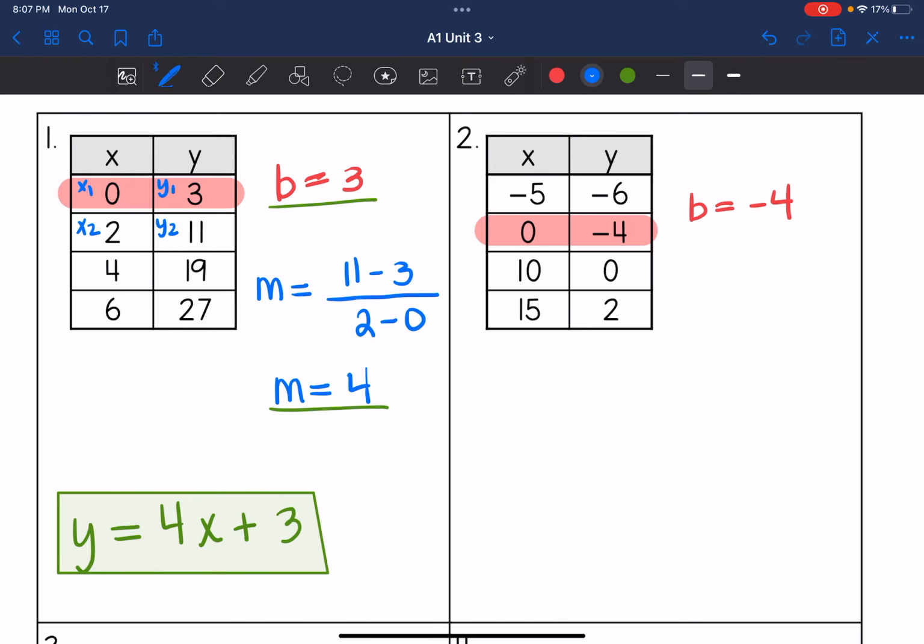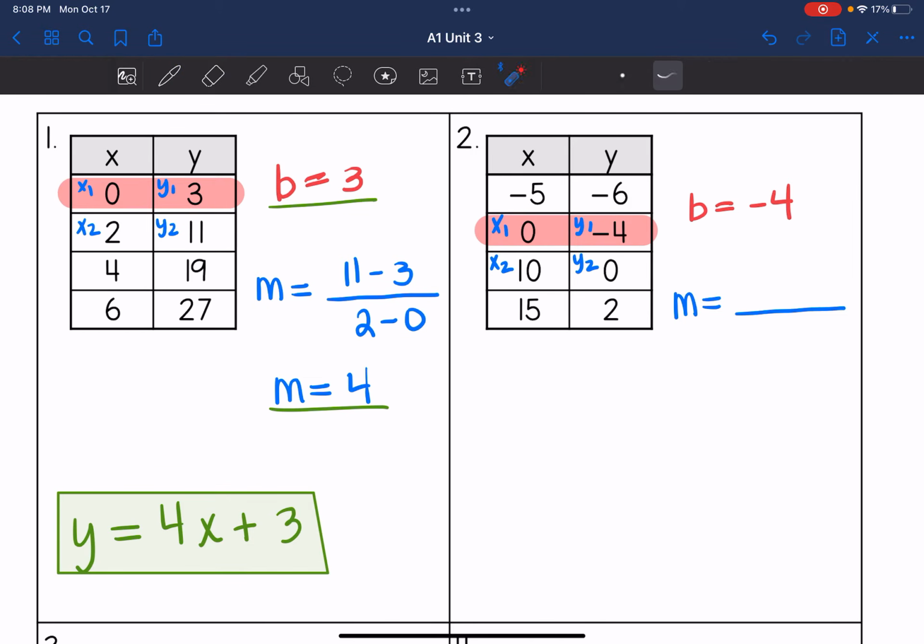Now to find slope, I need 2 points. And like I said, I like to pick the easiest numbers that I see on the table. Anytime you see zeros, those are going to be the easiest ones to work with. So I'm going to make that y-intercept be x1, y1, and that x-intercept be x2, y2. Now you can pick any 2 points on this table that you want. You're going to get the same slope no matter what. But these two just seem like the easiest to me.